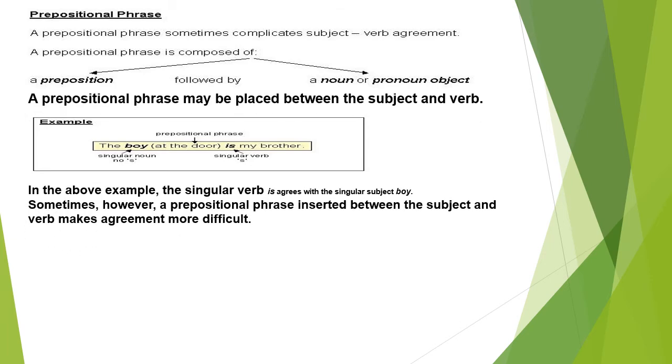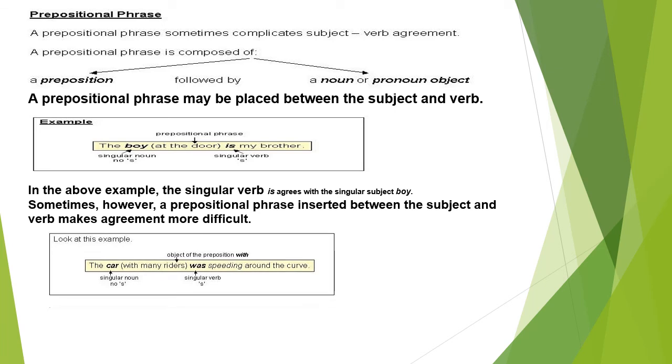A prepositional phrase may be placed between the subject and the verb. In the above example, the singular verb is agrees with the singular subject boy. Sometimes, however, a prepositional phrase inserted between the subject and verb makes agreement more difficult. The car with many riders was speeding around the curve. What are we talking about? Now, usually you look at the first word before was or were.